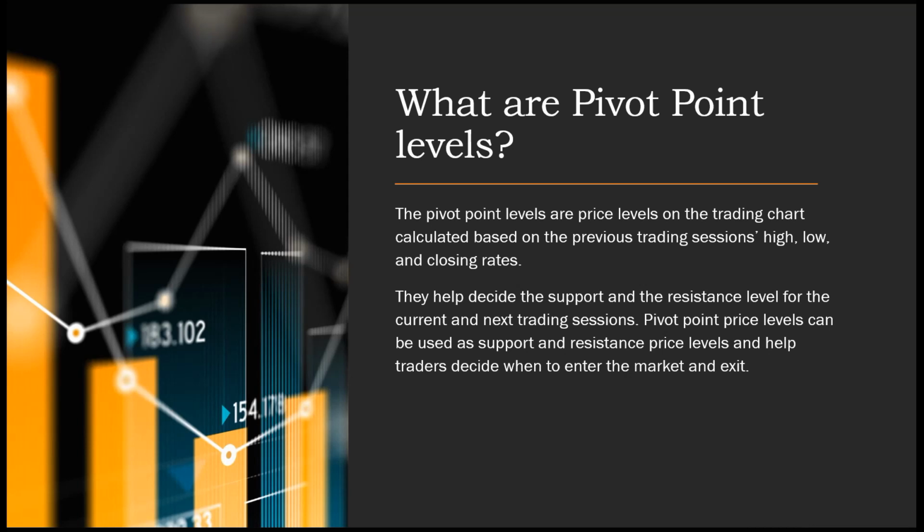Pivot point levels are price levels on the trading chart calculated based on the previous trading session's high, lows, and closing rates. Like everything, open, high, low, and close. They help decide the support and resistance levels for the current and next trading session, next candle, next time frame. Pivot point price levels can be used as support and resistance levels and help traders decide when to enter the market or exit the market.